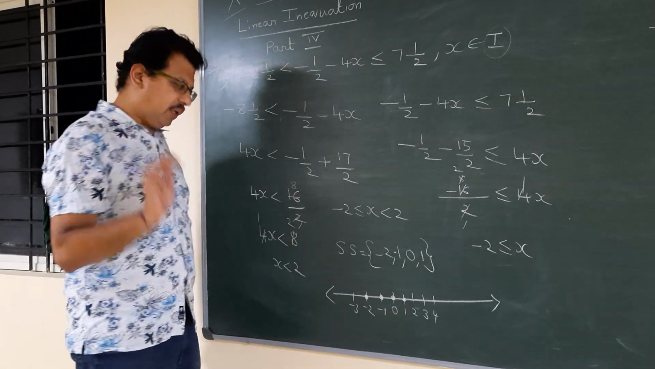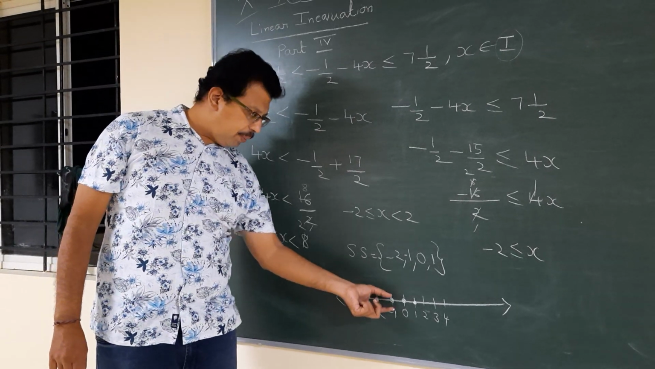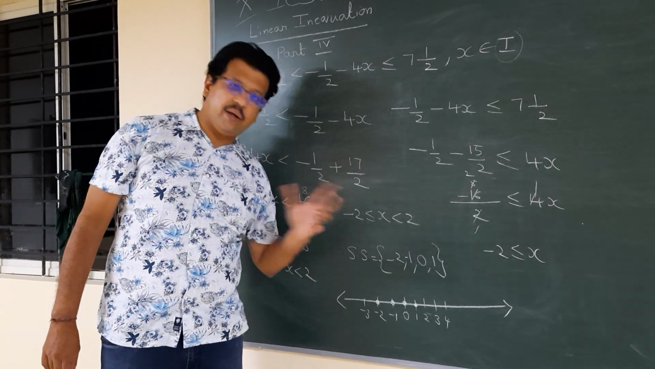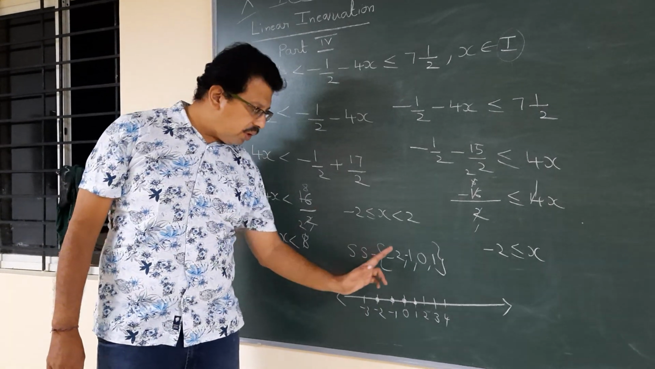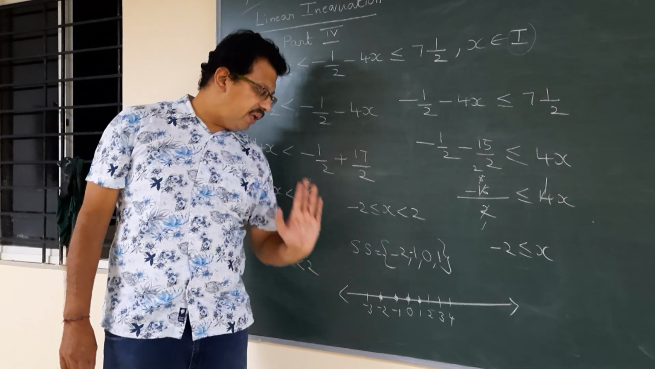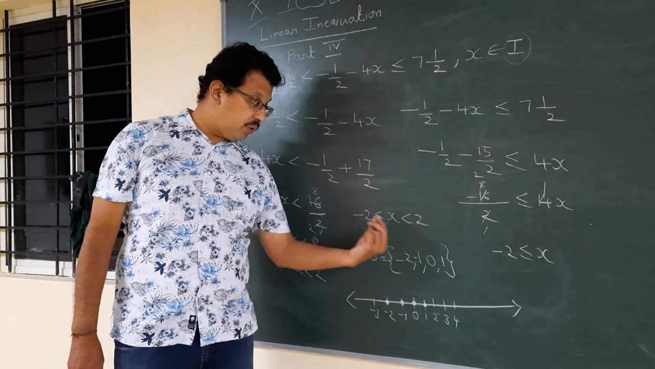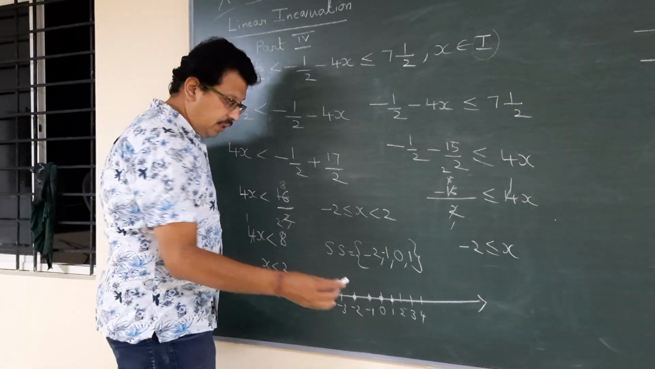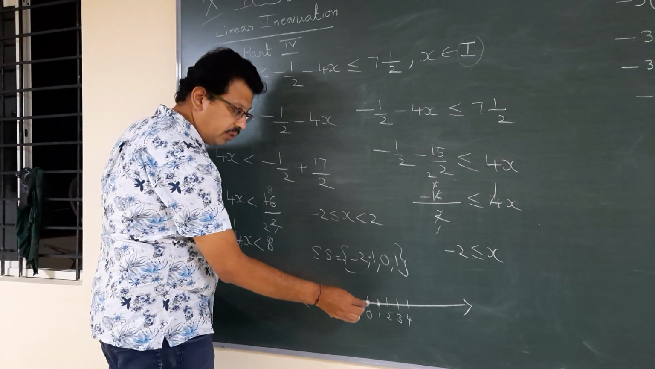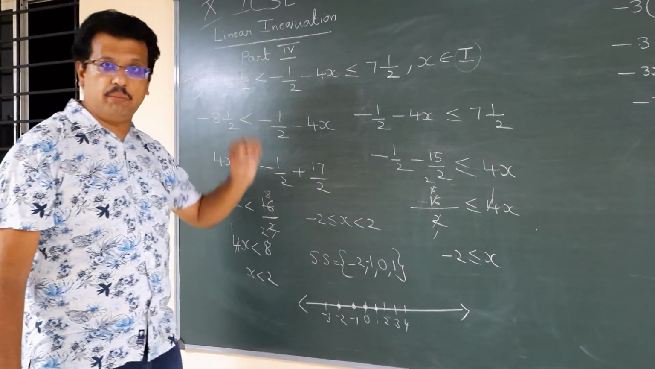Only these numbers. Not in between minus 2 and minus 1. Only minus 2, minus 1, 0, 1. No darkening in the middle. Please don't darken in the middle, because only these numbers are there in the solution set. So that is how we have to show. Okay, so we can call it bullets. Like minus 2 is one bullet, minus 1 is one bullet, 0 is one bullet, and 1 is one bullet. It is called bullet form.